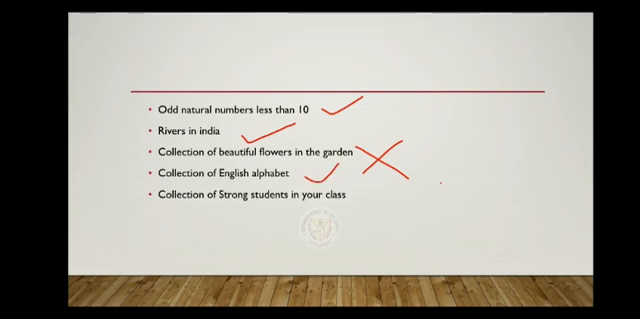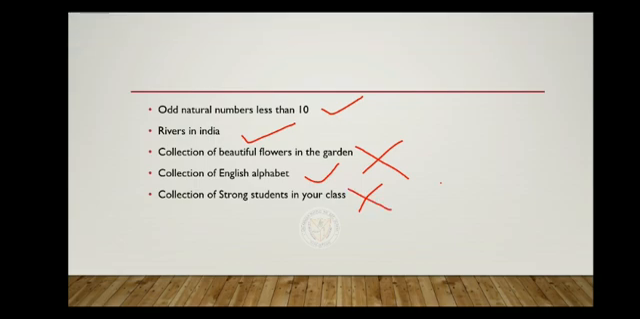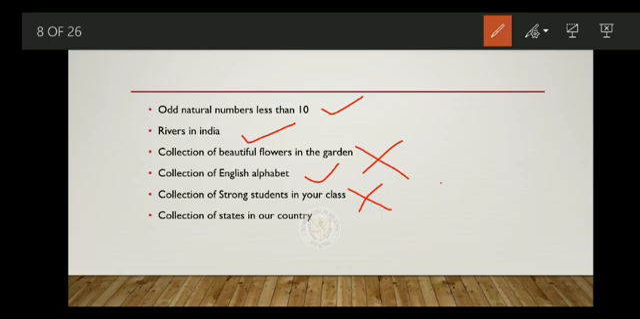So we'll see the next one. Collection of strong students in your class. Is this a well-defined collection? No, right? Because we cannot decide whether the given student is strong or not. So this is not a well-defined collection, hence it is not a set. Collection of states in our country. Is this well-defined? Yes. We can decide whether the given object is in our collection or not. So this is an example of a set.